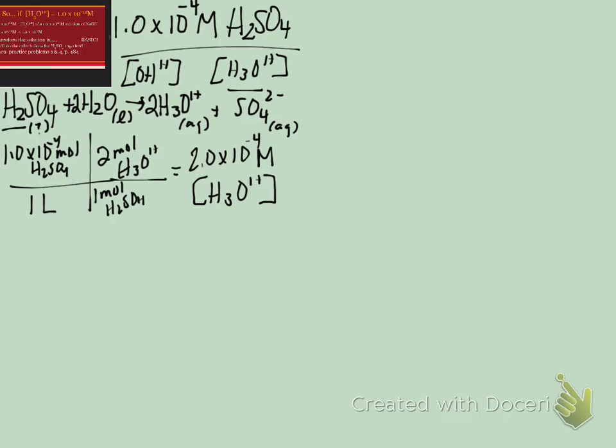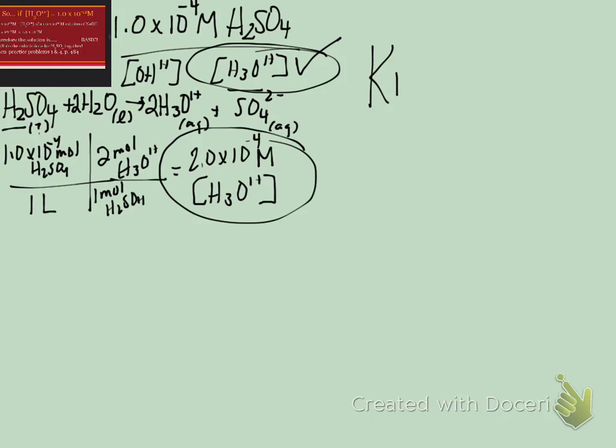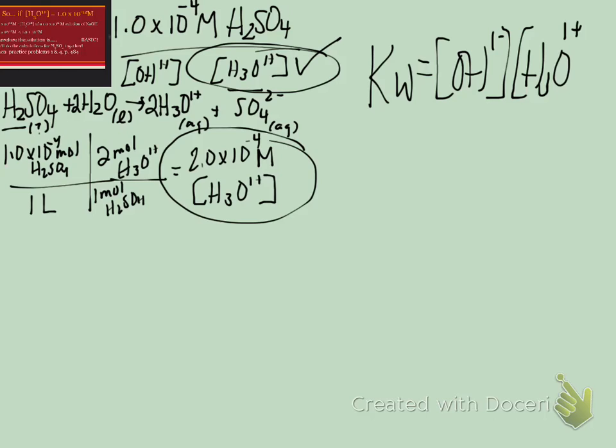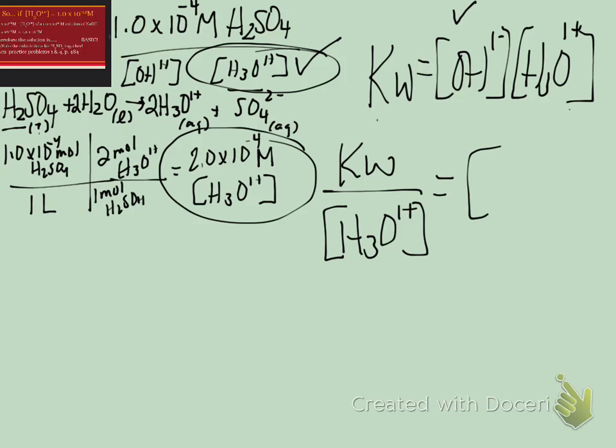So we wanted to figure out the concentration of hydronium and hydroxide. We've got one of those two. What do we have to do to get the concentration of hydroxide? Kw, our old friend. Kw equals hydroxide ion concentration times hydronium ion concentration. And we can solve for this because we have the other two. So Kw divided by hydronium gives us hydroxide.